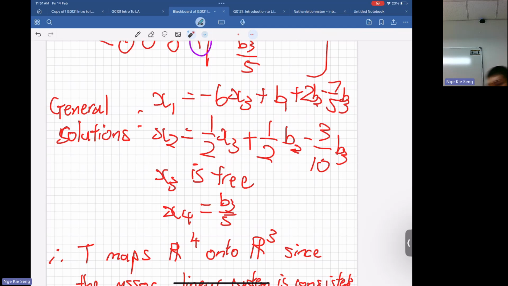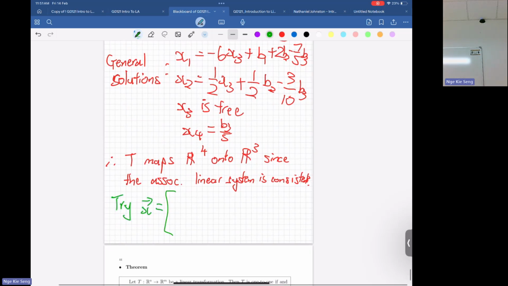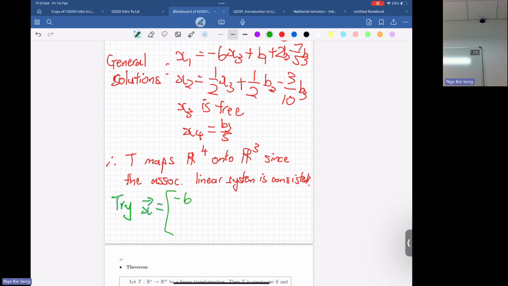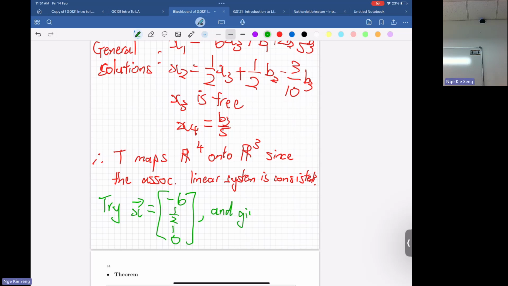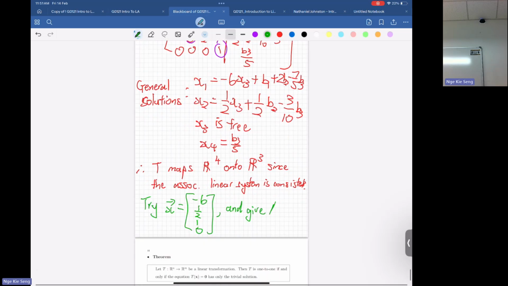Can you try one? Let's try one. What is the non-zero x that gets sent to 0? Let's pick x3 to be 1. The easiest thing to compute is when x3 equals 1. So minus 6, half, 1, and 0. This will give Ax equals 0.